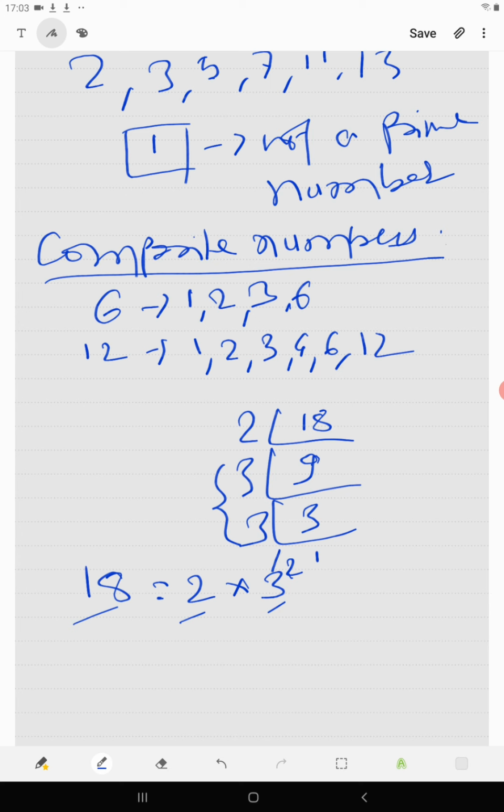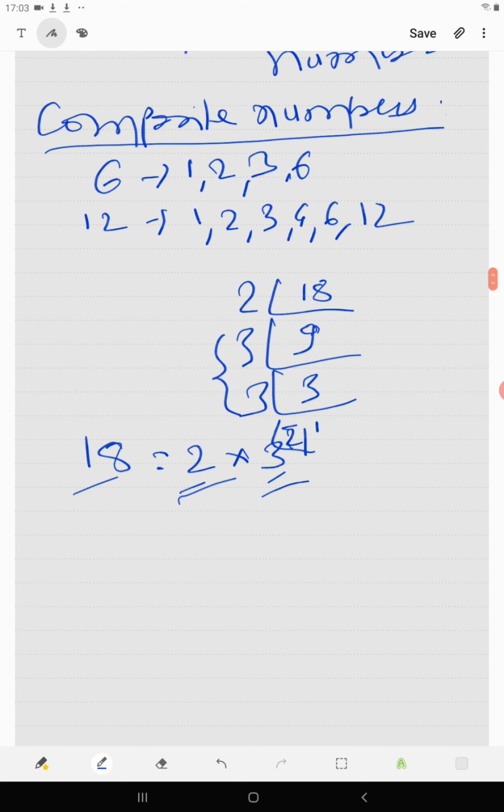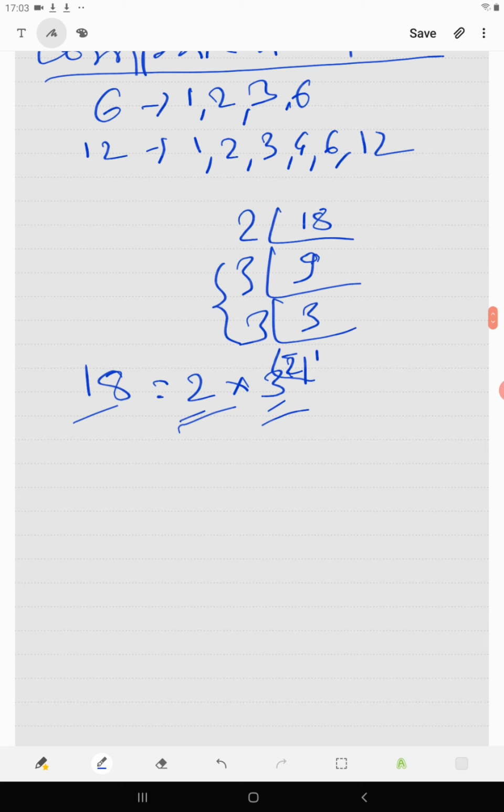Of course, the power can vary. For every different composite number, the power will be different. But the base things will be prime numbers only. So all composite numbers can be represented as prime factors. This is a very important thing.